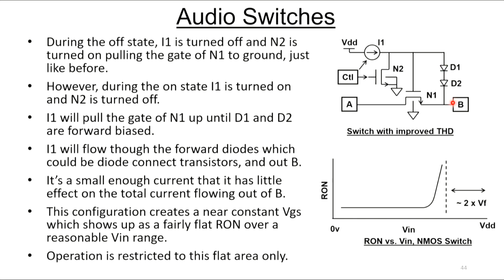What this does is it gives you a constant VGS, basically two diodes on this NMOS switch. Now if you have a signal coming in on A that rises up and down, this side is going to rise up and down with it because you're not tied hard to a supply anywhere. What this does is it gives you a region where R-on is very flat because you're operating with an almost constant VGS in that region. So what we do is we restrict operation to just this flat region here, and you get a lot better total harmonic distortion. Let me explain why.